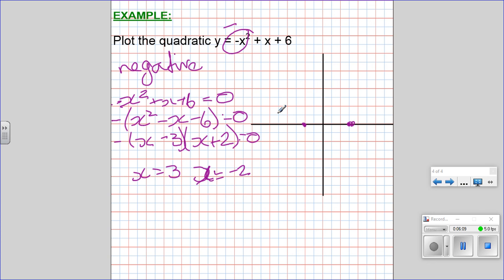Okay, so now I've got the roots. I want to get the y-intercept. So the y-intercept happens when x is 0. So it's going to happen when y is 6.